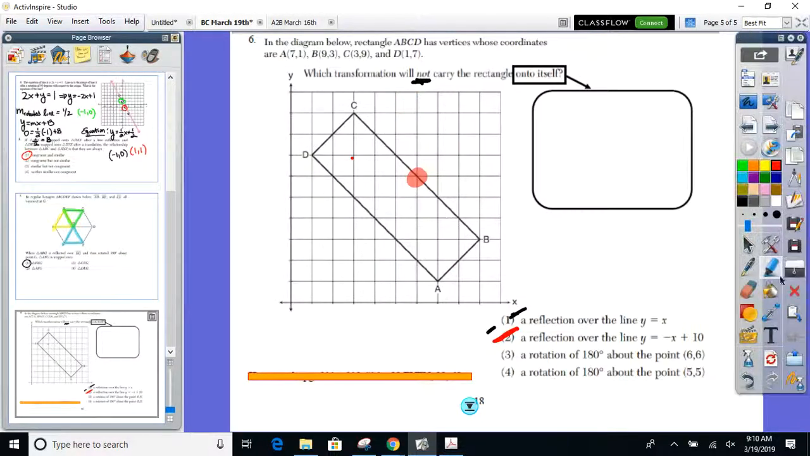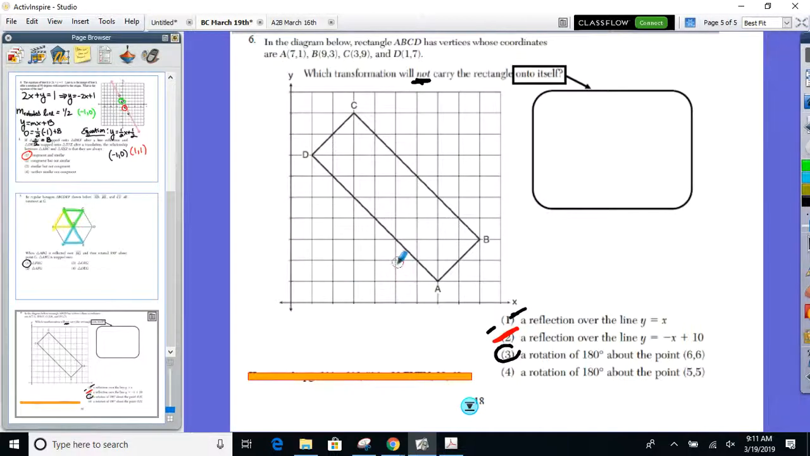All right? And yes, because we are in the honors level here, I do want to go over why 4 is correct, or 4 would map it onto itself. Find 5, 5, everybody. 1, 2, 3, 4, 5. 1, 2, 3, 4, 5. Everyone see that? Now, if you moved every point to the other side, C would go to A, D would go to B, B would go to D, so they would match up with each other.